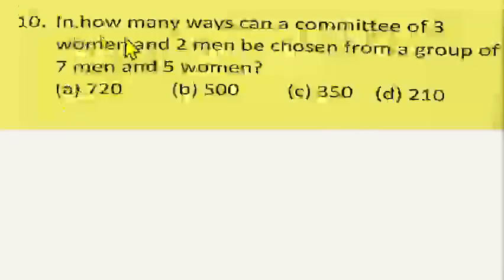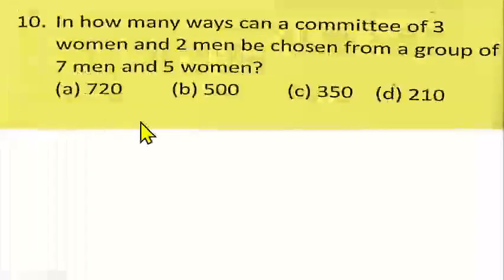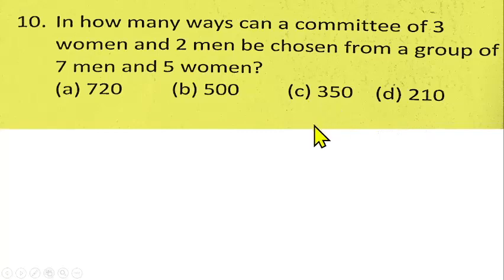Question number 10. In how many ways can a committee of 3 women and 2 men be chosen from a group of 7 men and 5 women? This is from permutation and combination. This is from combination. The question is from combination. So in how many ways can a committee of 3 women and 2 men be chosen from a group of 7 men and 5 women?